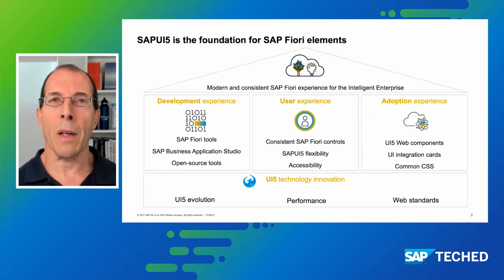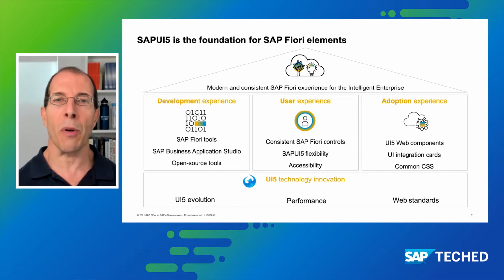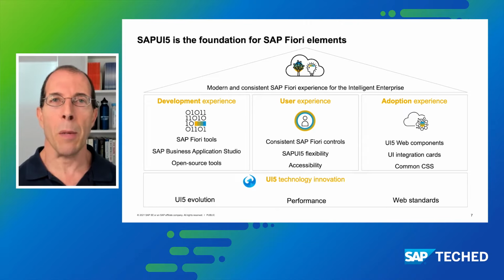Since SAP Fiori Elements is built using SAP UI5, it delivers several main advantages. SAP UI5 is an open technology leveraging the latest web standards. It provides all the UI elements you need to provide a consistent Fiori experience. To simplify the development process, SAP Business Application Studio includes SAP Fiori tools for building both SAP UI5 Freestyle and Fiori Elements apps. UI web components and integration cards let you deliver the Fiori experience on non-SAP UI5 technology stacks.